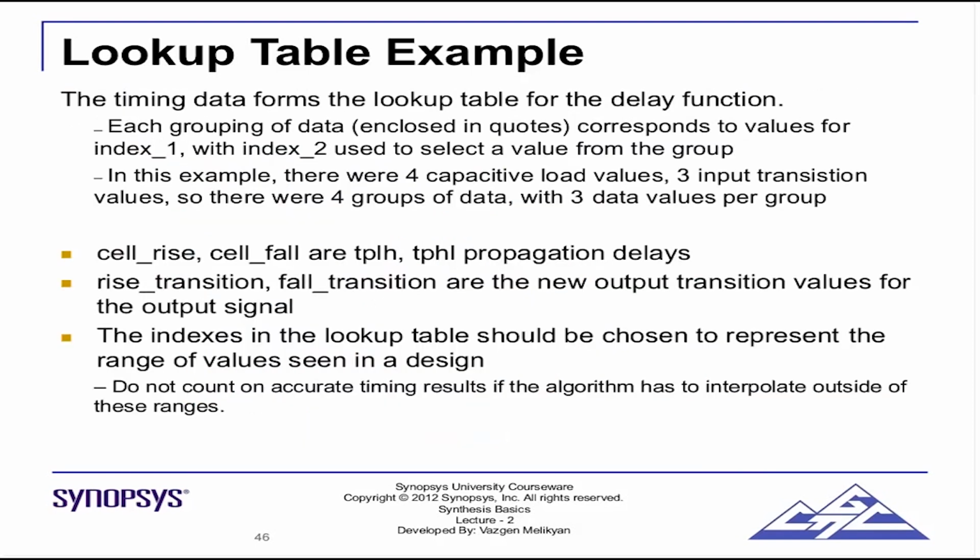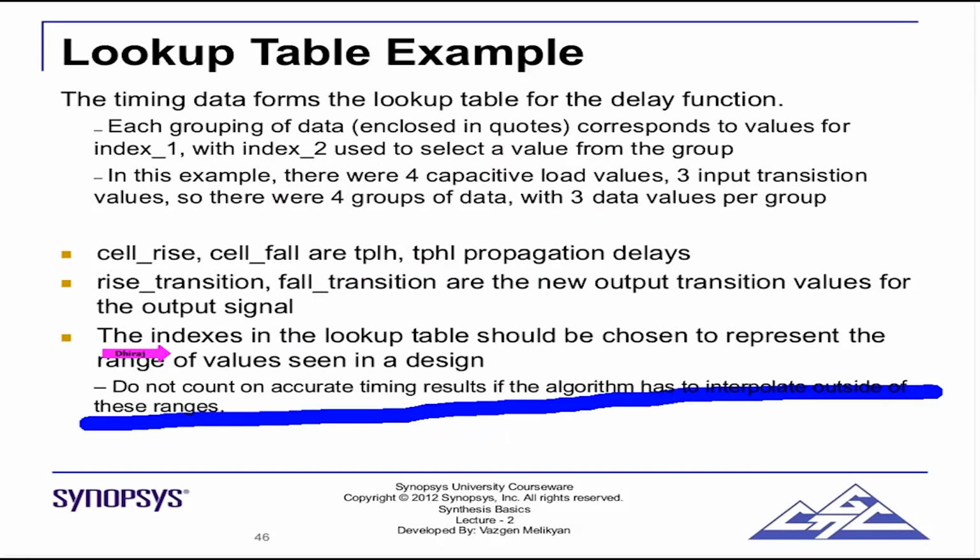So these are the 4 things: cell rise and cell fall are propagation delays, like TPLH and TPHL. Rise transition and fall transition are the output transition values for the output signal. The indexes should be chosen to represent the range of values in the design. This point is very important. Do not count on accurate timing results if the algorithm has to extrapolate.